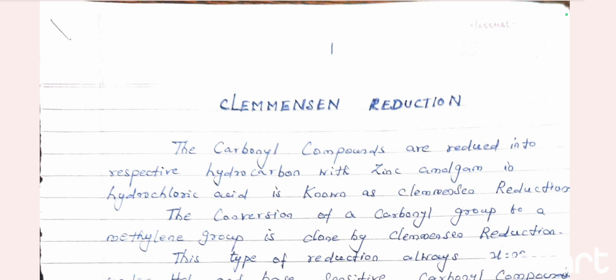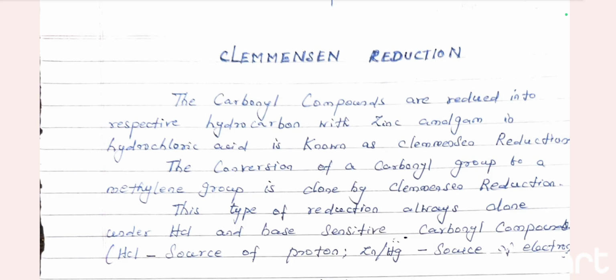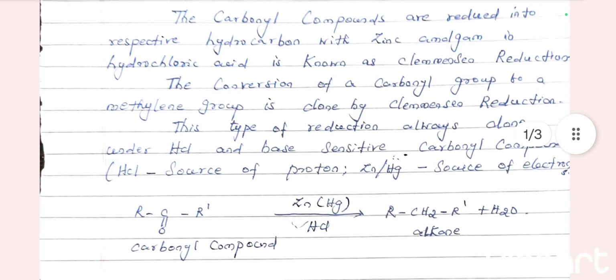Compounds containing carbon and oxygen double bonds are referred to as carbonyl compounds. Aldehydes and ketones come under the category of carbonyl compounds. This type of reduction is always done in hydrochloric acid, and base-sensitive carbonyl compounds undergo this kind of reaction. In this reaction, hydrochloric acid gives a source of protons, and amalgamated zinc gives a source of electrons.